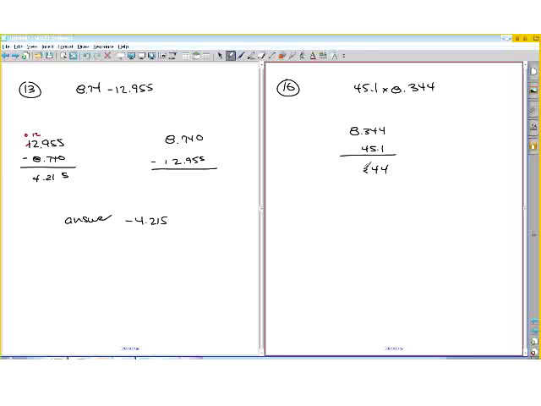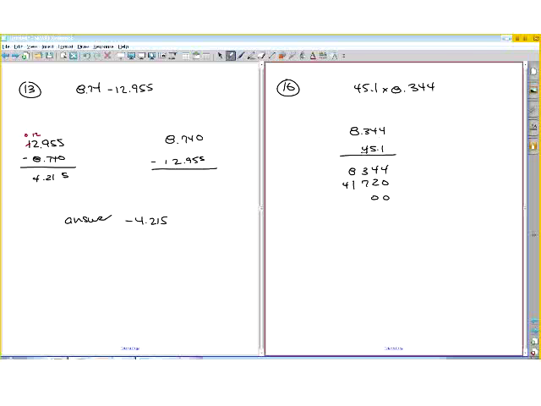So 1 times 4 is 4, 1 times 4 is 4, 1 times 3 is 3, 1 times 8 is 8. So that's the one part. Go to the next one. 5 times 4 is 20. And we carry the 2. So we have 20. 5 times 4 is 20 plus 2, which is 22. So we carry 2 to here. 3 times 5 is 15, plus 2 is 17. Okay, we carry 1. So 8 times 5 is 40, plus 1 is 41.